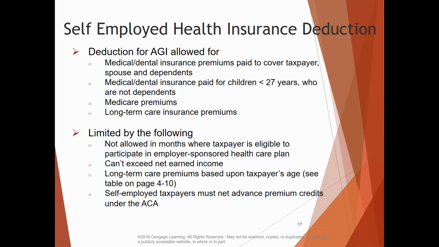So there's really nothing crazy here. It's your medical and dental for yourself, your spouse, your dependents. This last fourth bullet here, long-term care insurance premiums. Does anyone know what that is?